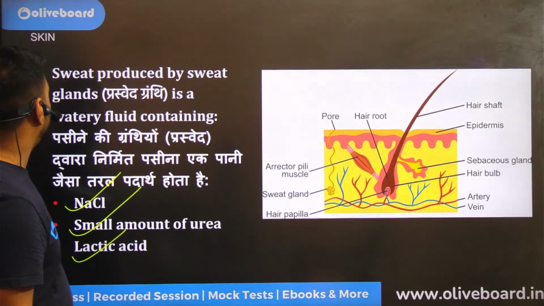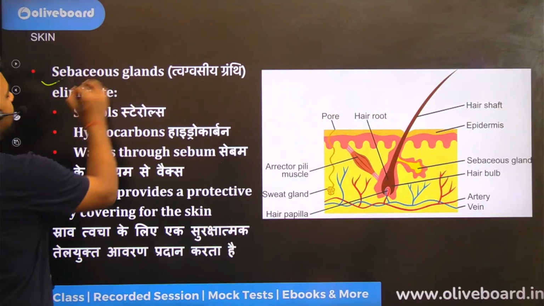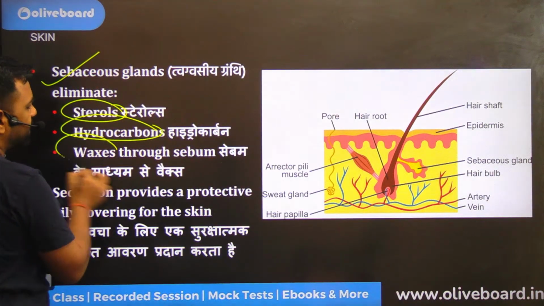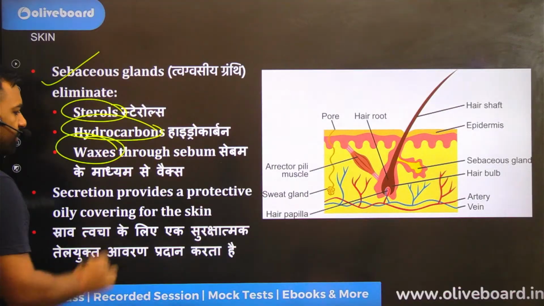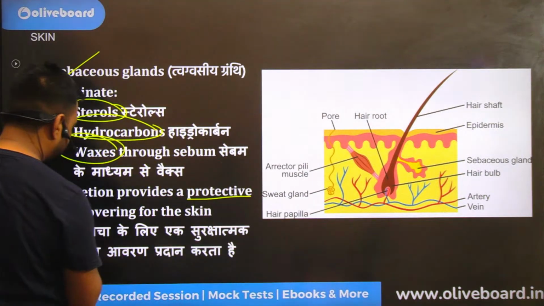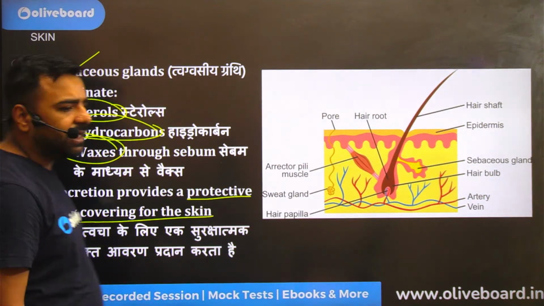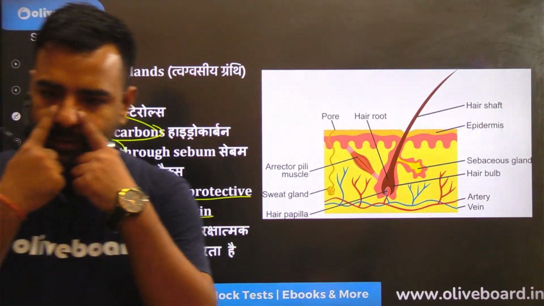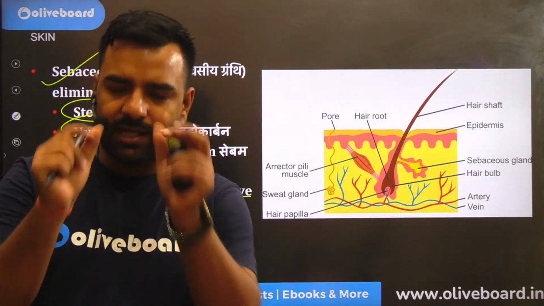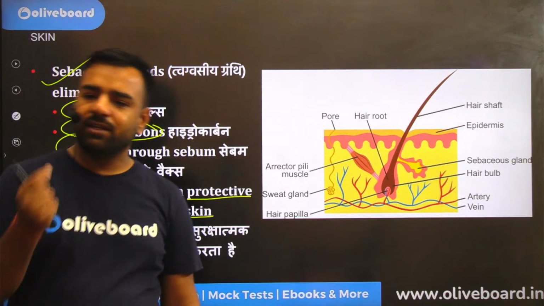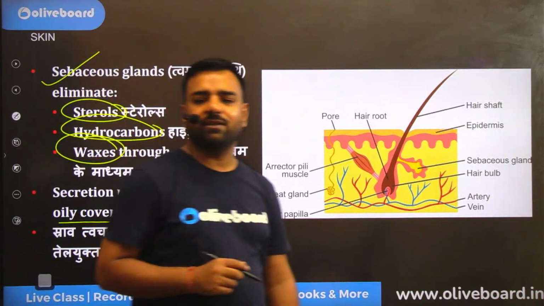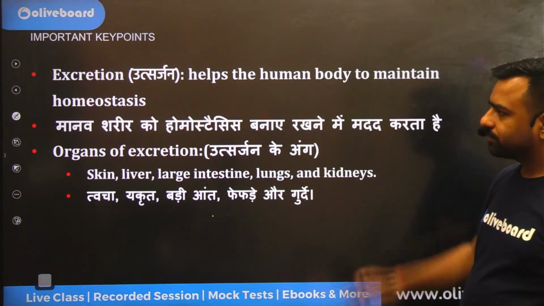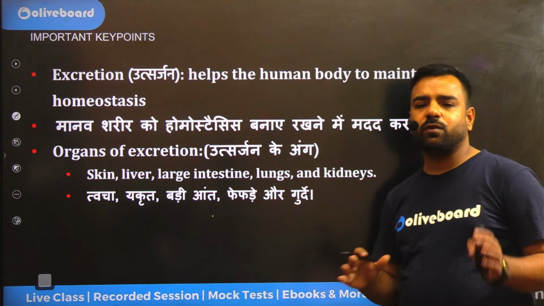But what about the safety? Sebaceous glands eliminate sterols, hydrocarbons, and waxes through the sebum. So this secretion provides a protective oily covering for the skin. And the best location where you can see it is here. You can just touch this part and you'll find that there's some oily stuff. So that is actually keeping your skin safe and sound. Okay, so that was all about skin. Then that's all from our chapter.